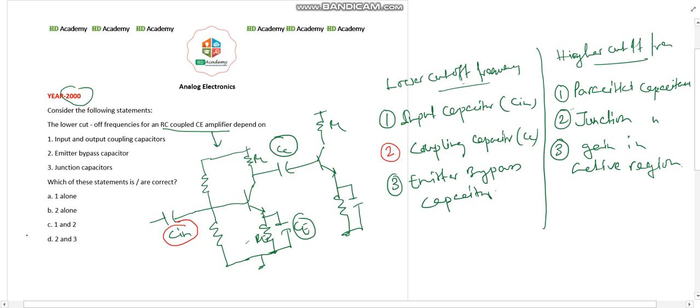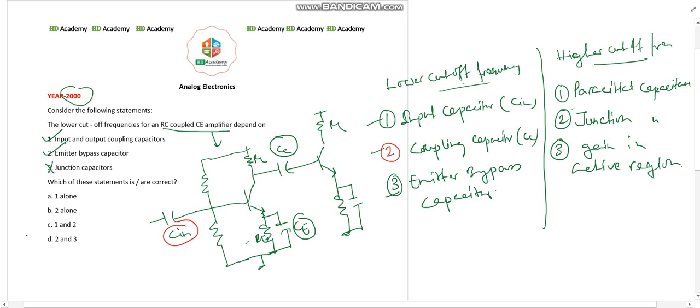So now let us look at the options. The first option is input and output coupling capacitors. Okay, they ask the lower cutoff frequency, so the lower cutoff frequency depends on the input capacitor and output coupling capacitor. So one is right. And the emitter bypass capacitor, yes, it also depends on the emitter bypass capacitor. And third, junction capacitor. Now the higher cutoff frequency depends on junction capacitance. Okay, so the lower cutoff frequency does not depend on junction capacitance, so 3 is wrong. So options 1 and 2 are correct.